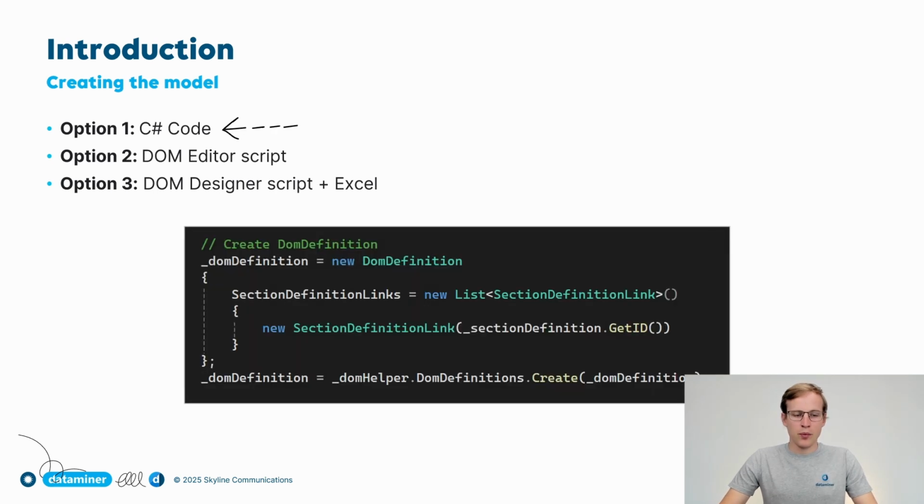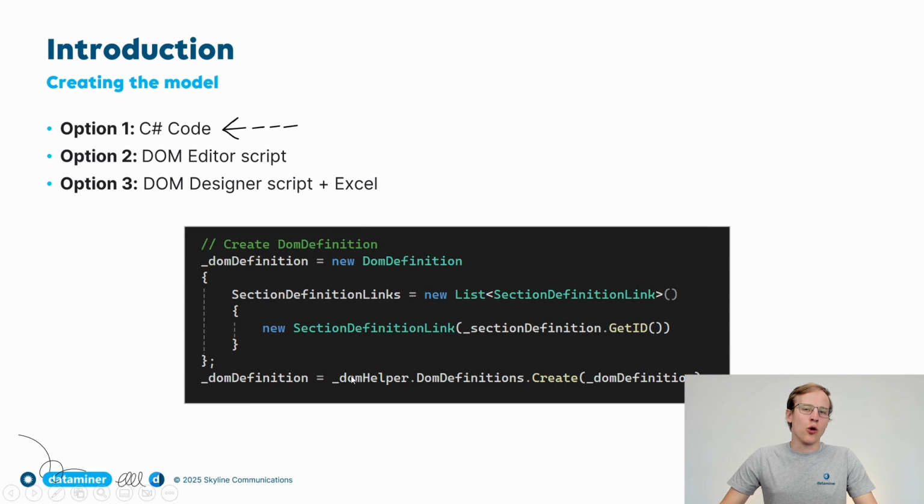So let's look at an example. This is how the C# code looks to define a DOM definition. Within C# we just instantiate a new instance of the DOM definition class, and then we have our collection of links to section definitions. We define a new link with the identifier, the ID of a certain section definition. So we have now defined the DOM definition in memory, but now you have to send it to DataMiner, so to store it in a database as well.